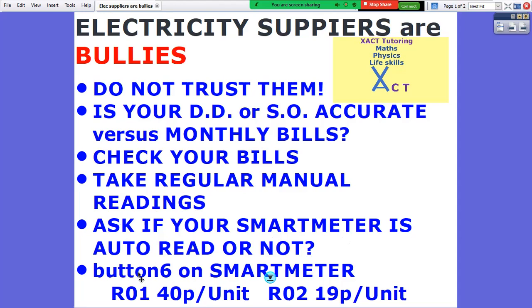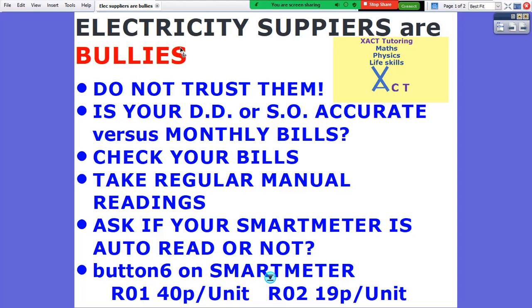If you have a smart meter, button 6 on the smart meter will give you the time of use tariffs. Most people have 2 in use maximum at the moment. RO1 is normally the day rate, 40p a unit. RO2 is normally the Economy 7 for the 7 hours at night where you get charged cheap rate.